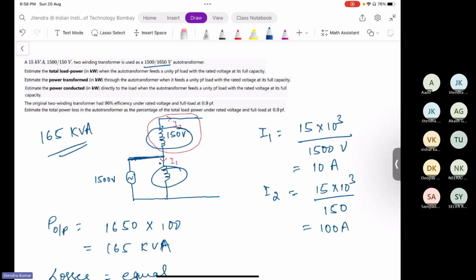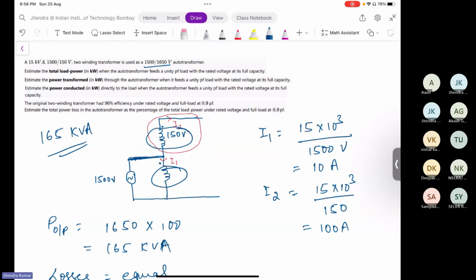Yeah, Neeraj, go ahead. You have raised your hand. Sir, the core losses are dependent on the flux density and frequency. And flux density is determined by the voltage applied. Sir, here on the secondary side, the voltage is getting increased, 1650 volt. Sir, will this affect the core loss or not?